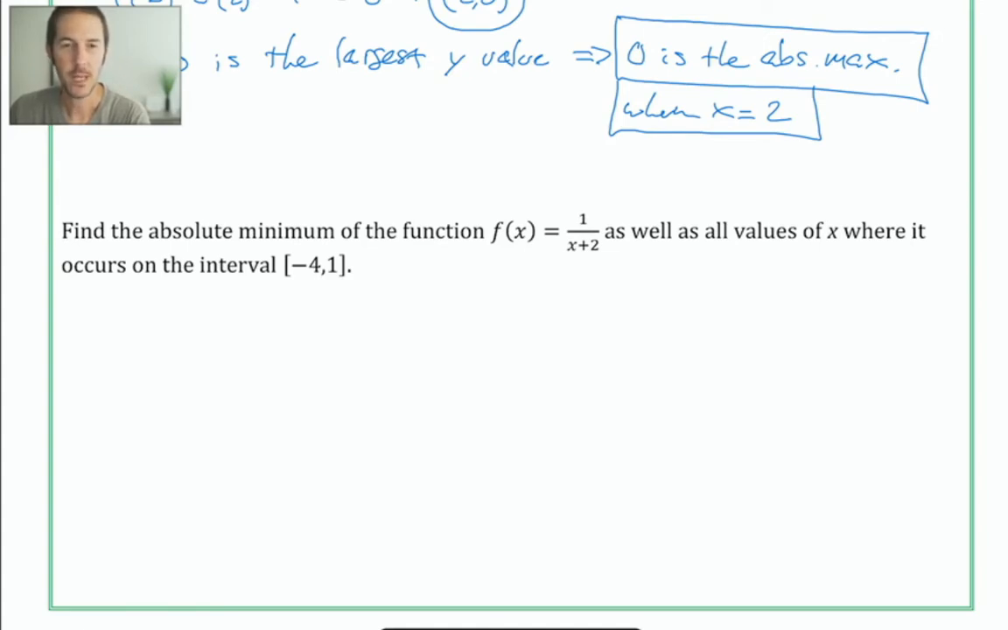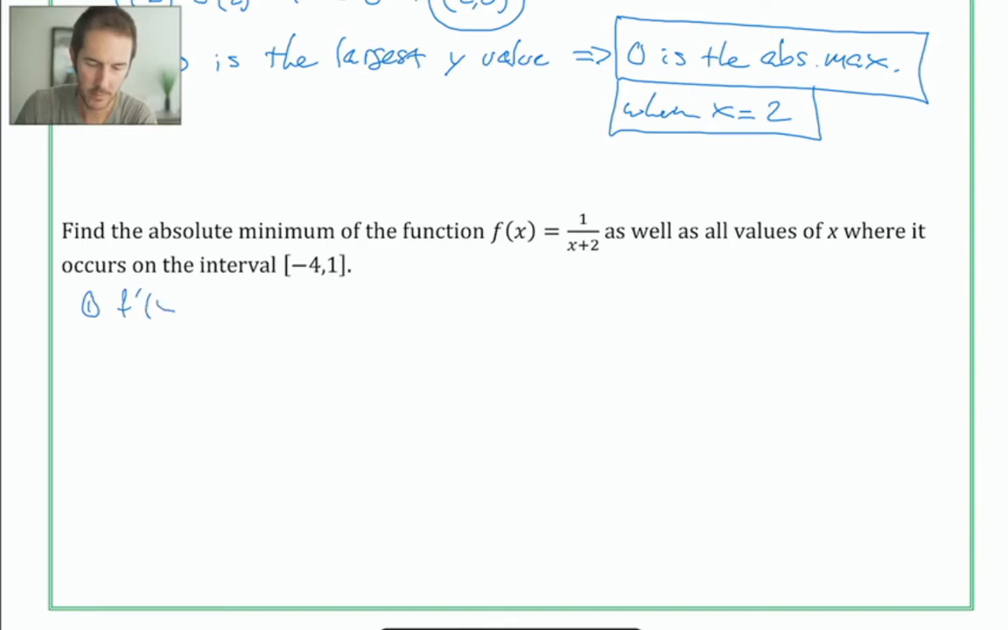Find the absolute minimum this time in this example of the function f of x equals 1 over x plus 2, as well as when that minimum occurs on the interval from -4 to 1. Great. So let's use the same set of steps. Let's find our first derivative.